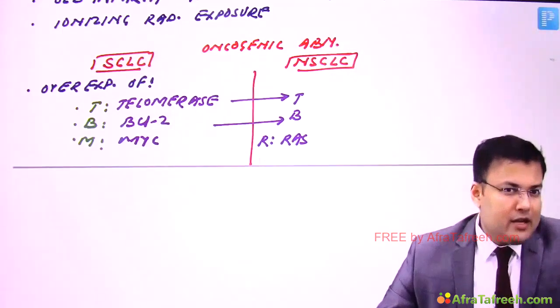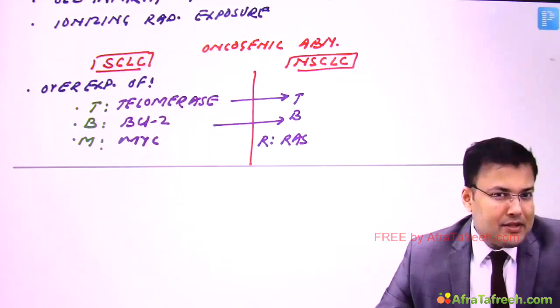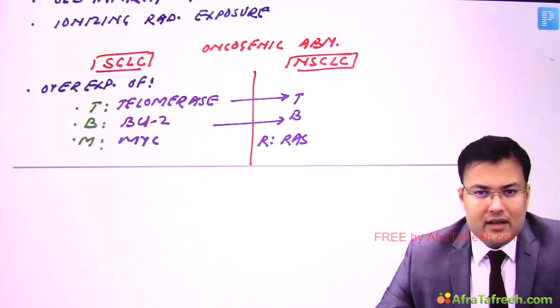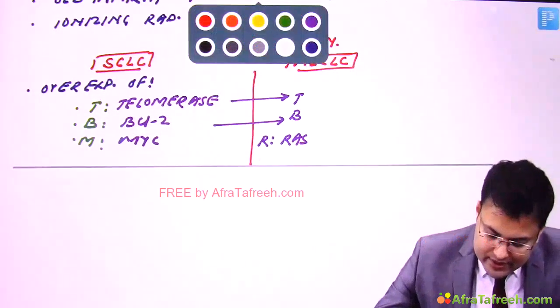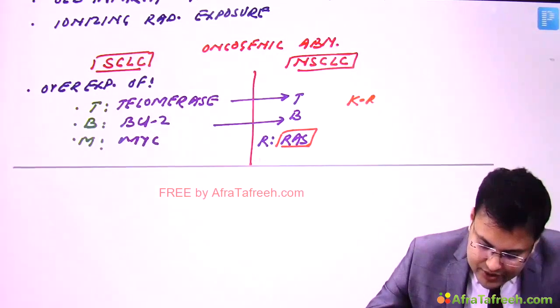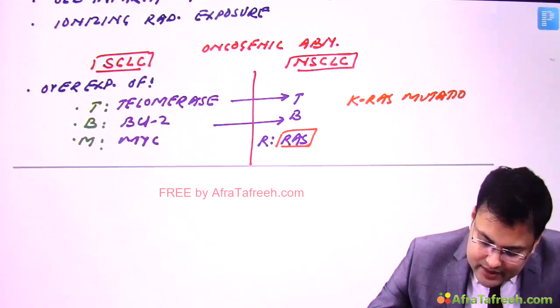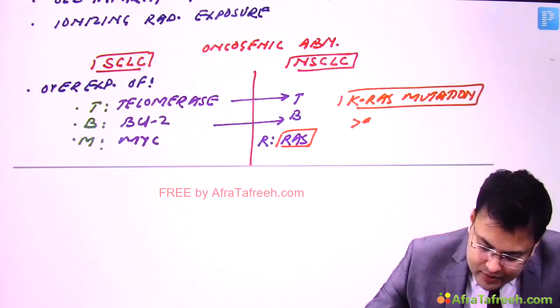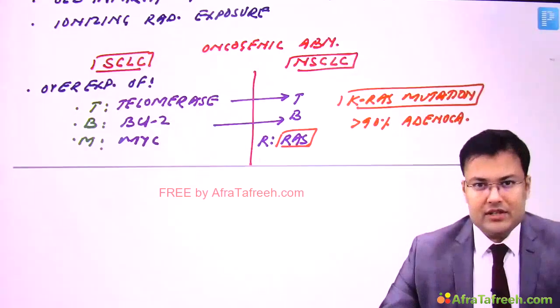Now see, if we see the cases of adenocarcinoma, in more than 90% patients of adenocarcinoma, there is KRAS mutation. So important point here, RAS. So KRAS mutation. This KRAS mutation is seen in more than 90% patients of adenocarcinoma. Clear? So all these are important questions.